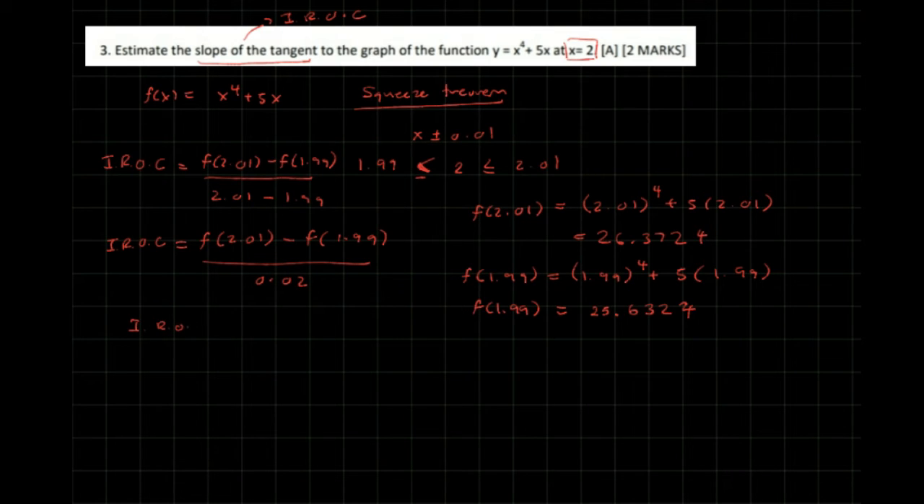So the instantaneous rate of change is basically the slope of the secant of a very small interval, and this is basically the difference quotient. And we would do 26.3724 minus 25.6324 divided by 0.02. If I punch this out, 26.3724 minus 25.6324, divide this by 0.02, I got 37. Okay, so the instantaneous rate of change, or the slope of the tangent of the graph at x equal to 2, is 37.